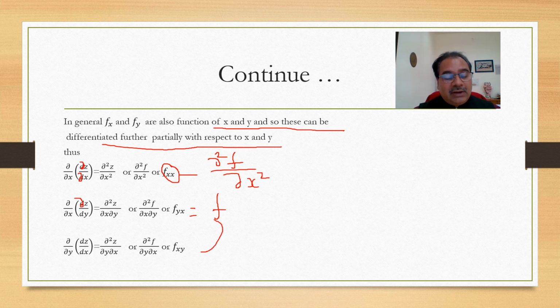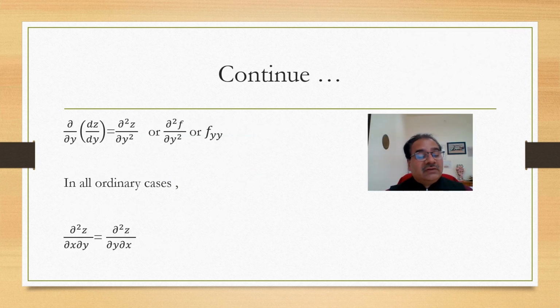Okay, it is already given here. So both are equal. In that sense, this is the second order derivative: fxx, fyx, or fxy. Similarly, fyy you may write like this: del 2z over del y square, keeping x constant, this is the differentiation with respect to y only. So del 2f over del y square, or fyy. In all ordinary cases this is always the same, meaning del 2z over del x del y is equal to del 2z over del y del x.